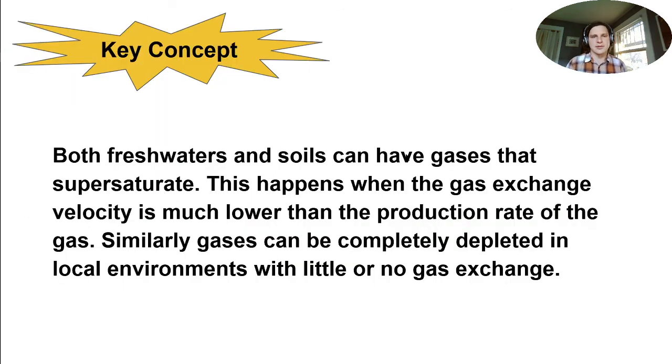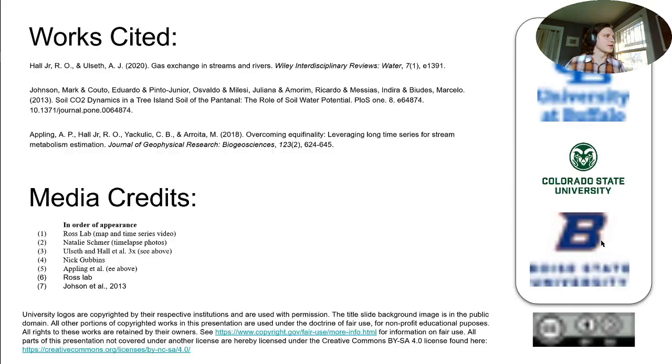So the key idea here is that both freshwaters and soils can have gases that supersaturate. This happens when the gas exchange velocity is much lower than the production rate of the gas. Similarly, gases can be completely depleted in local environments with little or no gas exchange, like we saw in those marshes where we cut the plants.